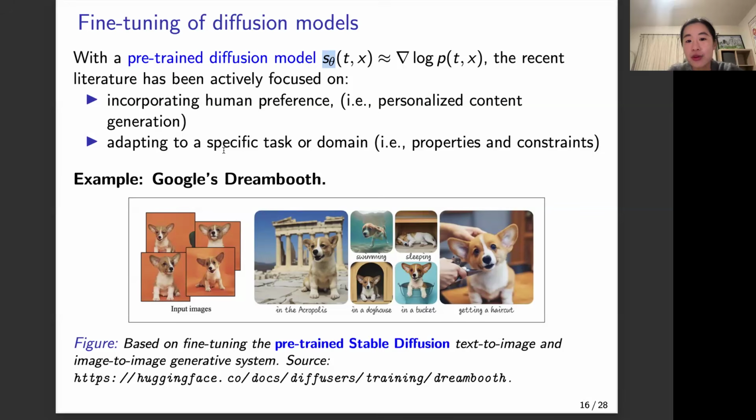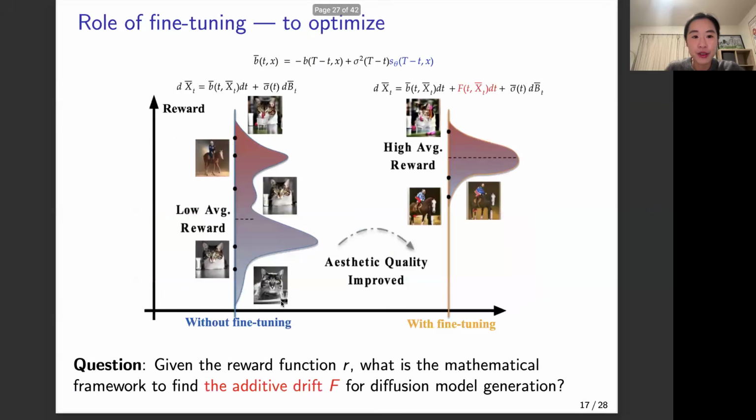One example is Google's DreamBooth. If I have a lot of input images of dogs, and my personal preference is that I want an image of my dog in very different scenarios, in Greece or in a scenario where someone is giving the dog a haircut, things like that, then how should we adapt a pre-trained diffusion model with certain individual preferences? What's the most efficient way? What's the principled design to achieve this minor modification or fine-tuning or guidance? People use these words for this type of task. So how should we do that?